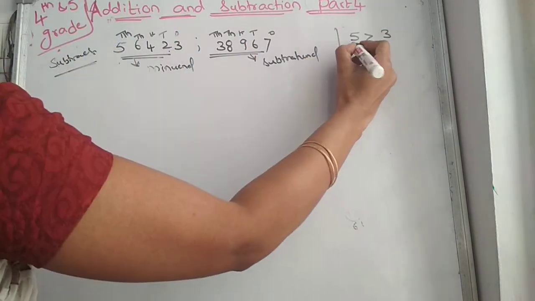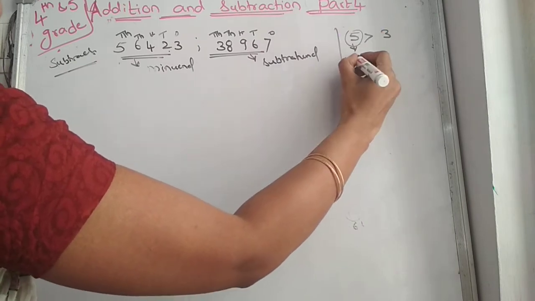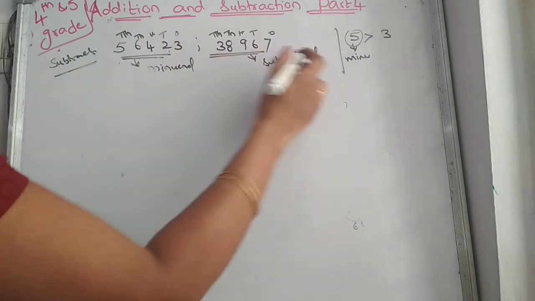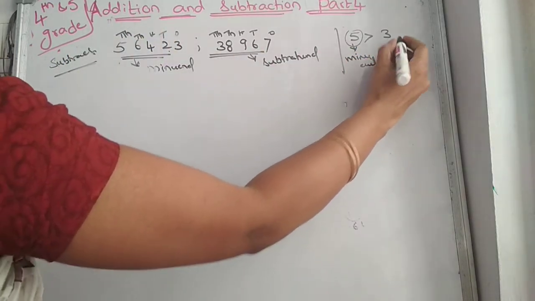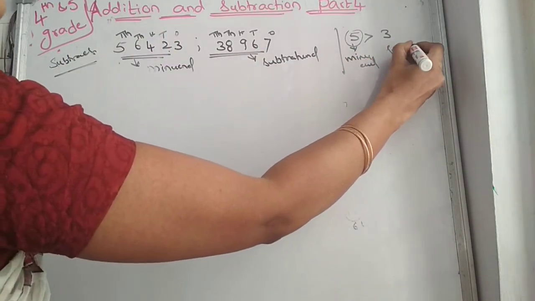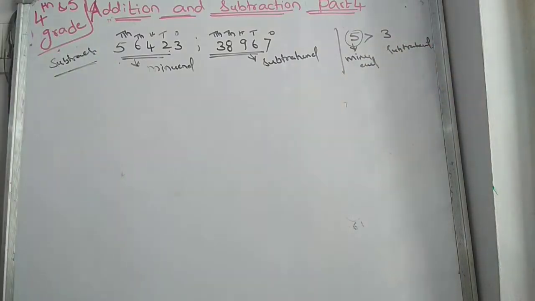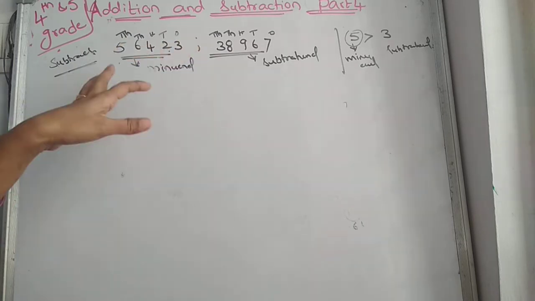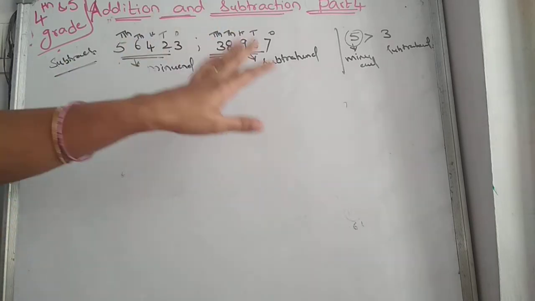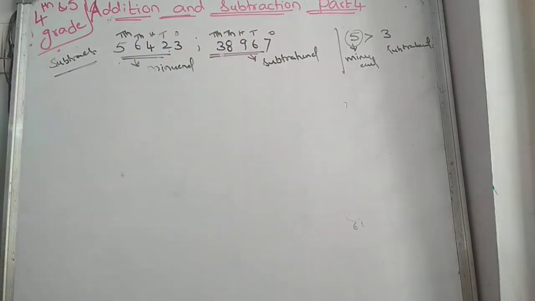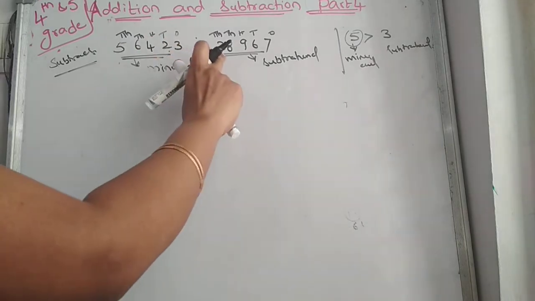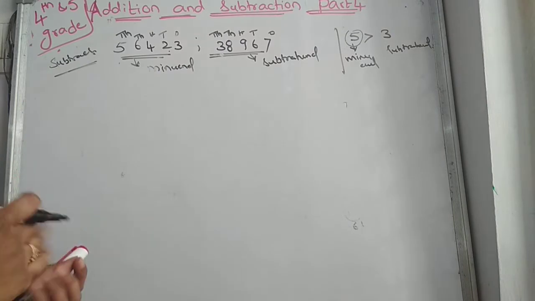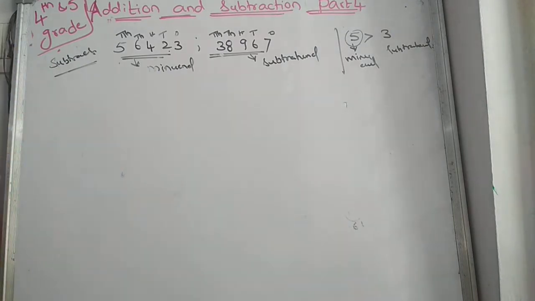So that's why this number is called the minuend, and this number is called the subtrahend. First compare the digits. The number which has the bigger digit in the 10,000 place is the minuend. The number which has the smaller digit in the 10,000 place is called the subtrahend. Okay. How to do subtraction now?